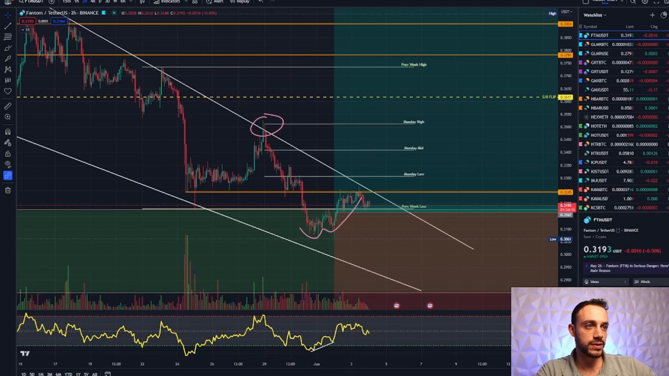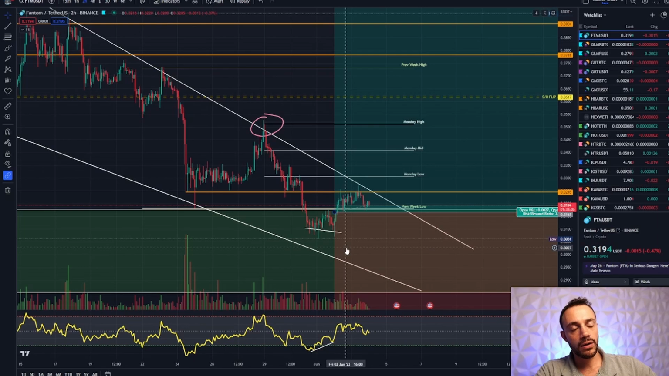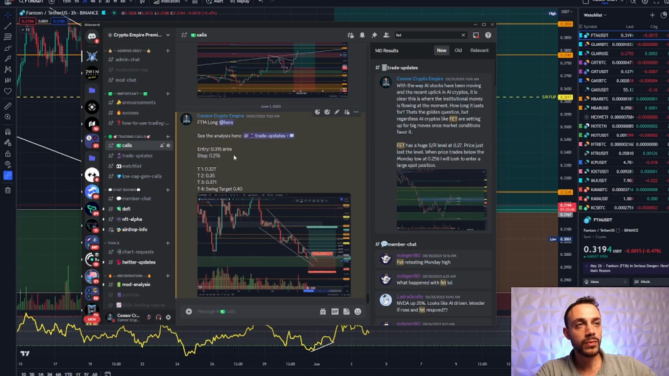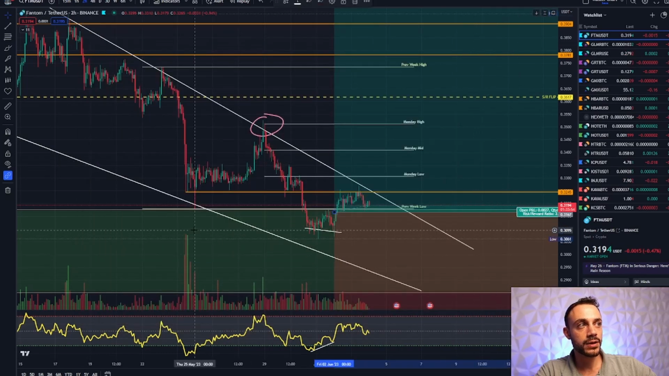So you can draw something like this, you can see that the trend is getting significantly stronger. All right, this is bullish. This is where we look for longs, and this is what prompted me to take the entry and let everybody in my Discord know as well to long Phantom over here at 31.5 cents.